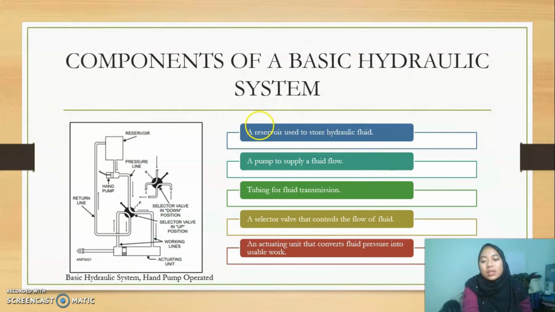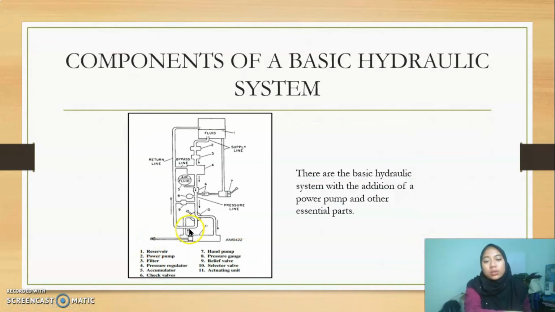Next, this is a basic hydraulic system, hand pump operated. This is a reservoir used to store hydraulic fluid, and this is a hand pump to supply fluid flow, and tubing for fluid transmission. This is a selector valve that controls the flow of fluid, and this actuating unit converts fluid pressure into usable work. This is a basic hydraulic system, but with the addition of power pump and other essential parts.